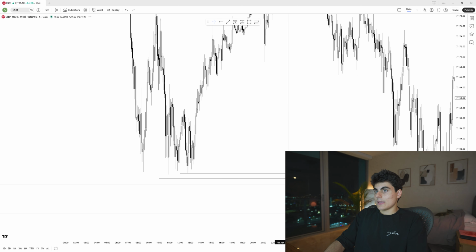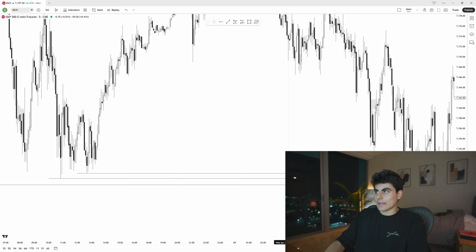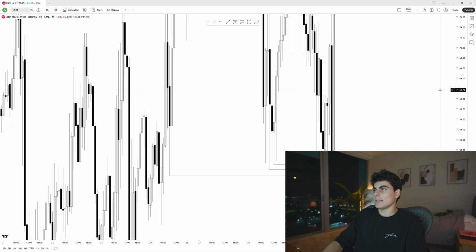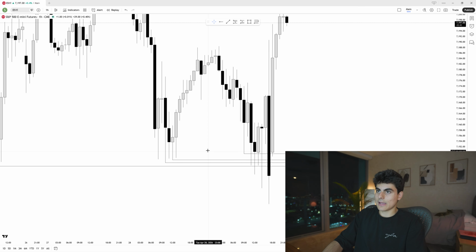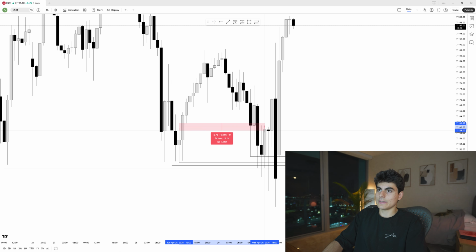Second is we did have sort of an SMT, especially at the 1 hour, because as you can see, ES had already tapped it. ES had already tapped it and inversed the 1 hour. And because it was lower, that was technically an SMT.